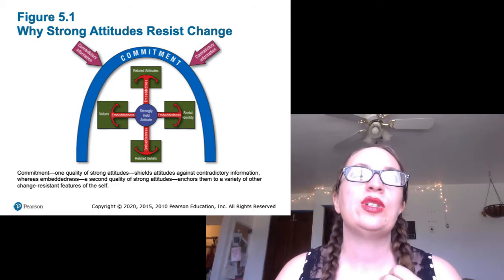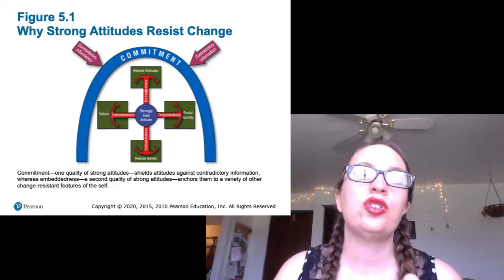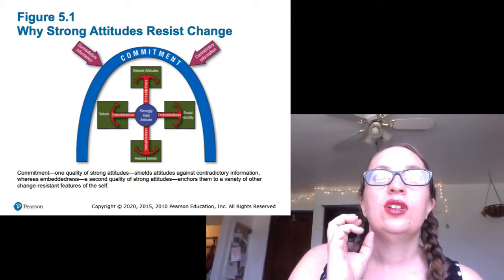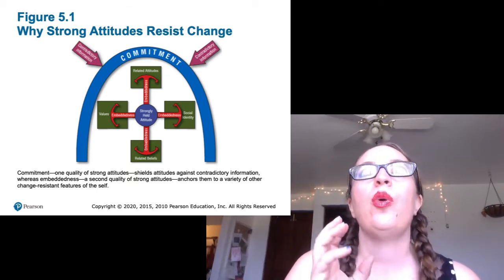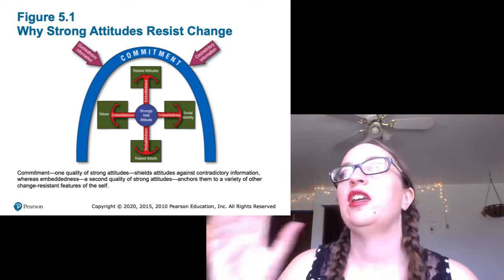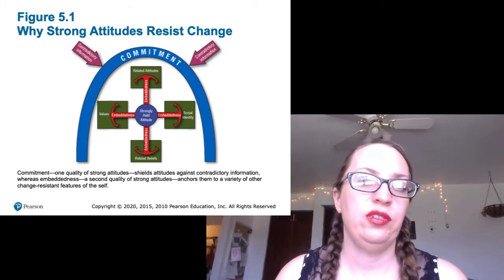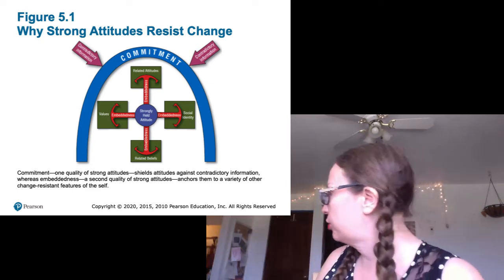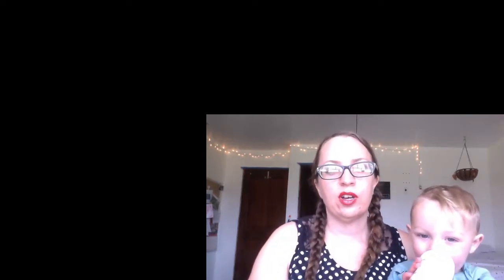Embedded attitudes resist change because they are integrated with so many other aspects of the person that to change one would require changing many other things about yourself. So you would lose who you are to a certain degree if you changed your attitude. Now I know I talk a lot about cults in this class, and that's because cults use like every trick of social psychology in order to convince you to leave behind your old self and to take on a new cult personality.